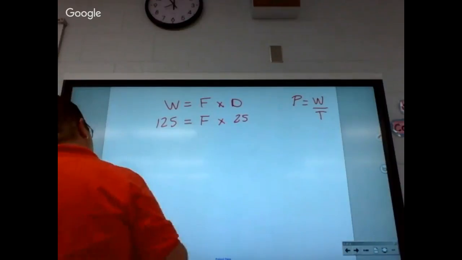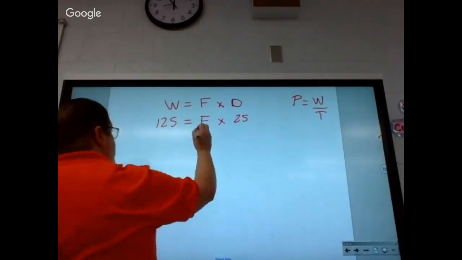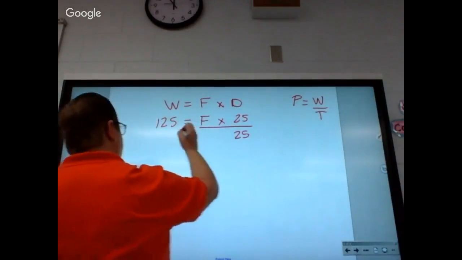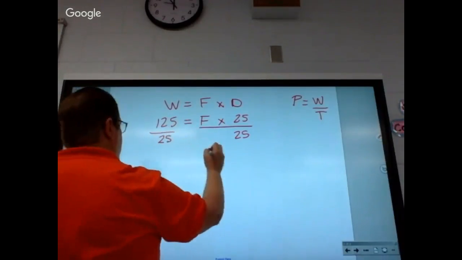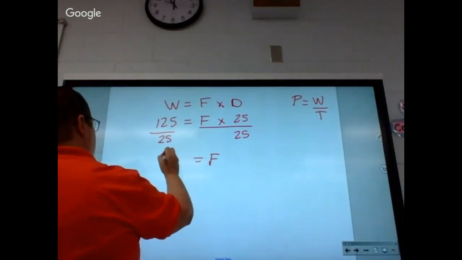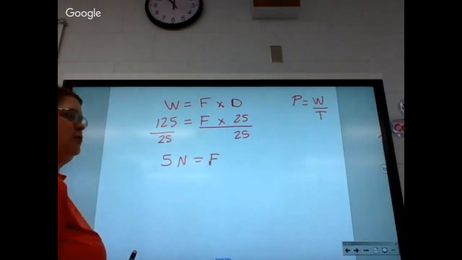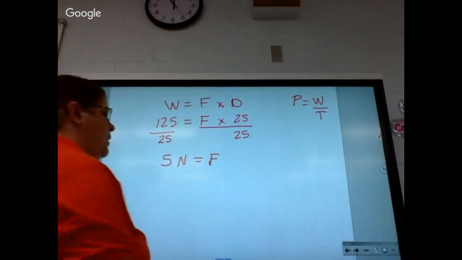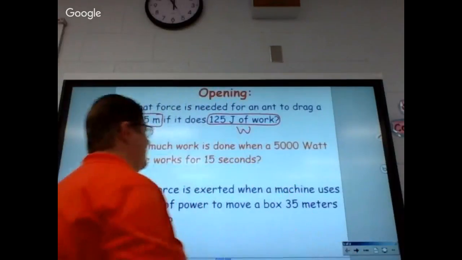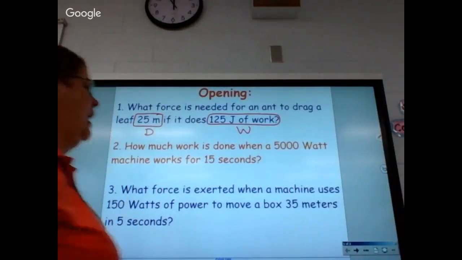So what's the opposite of multiply? So we're going to divide by 25. And what'd you get for a force? Now, force is always what unit? Newtons. Any issues with number one? All right, number two says, how much work is done?